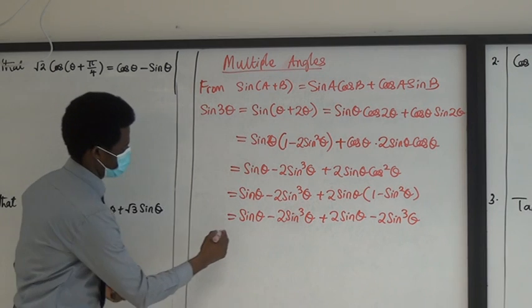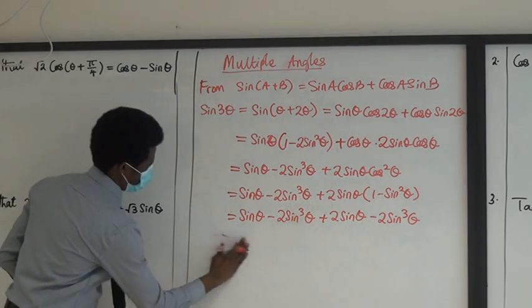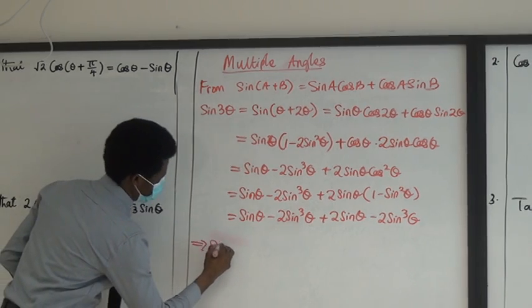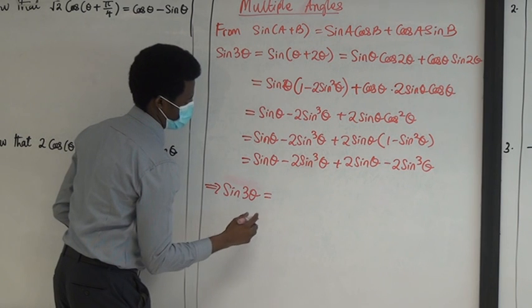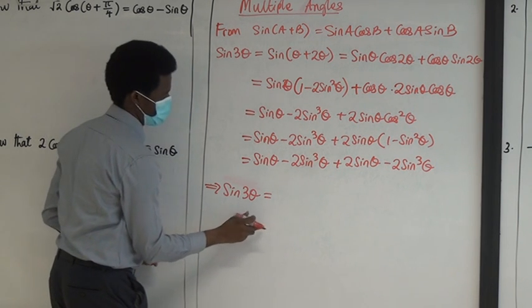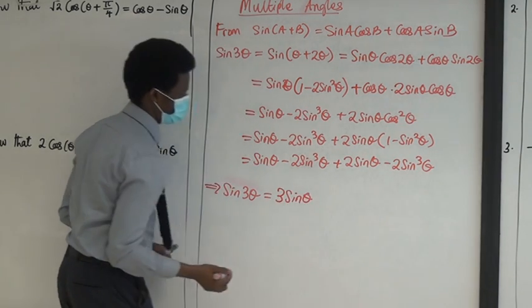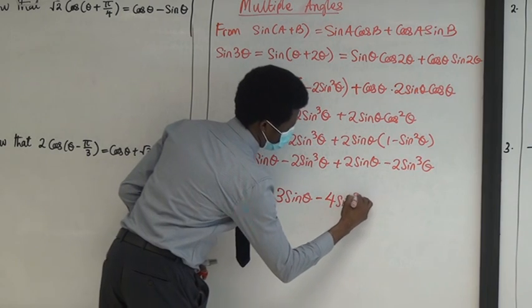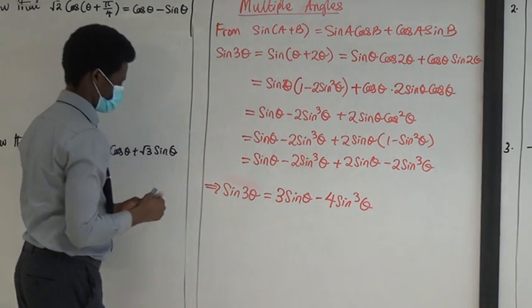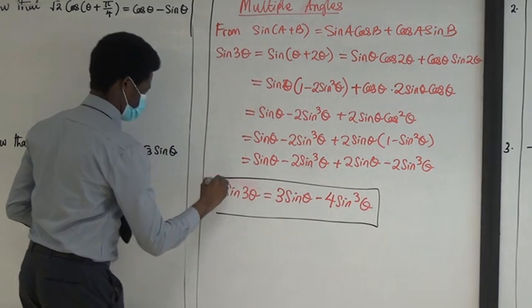So the positive terms first. So what do we have? This implies that sine 3 theta equals what? Come on, guys. Why do you keep quiet until I scream? Come on. 3 sine theta minus 4 sine cube theta. So that is the identity for triple angle for sine.